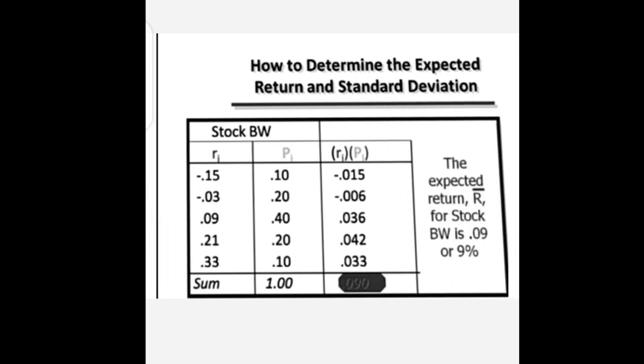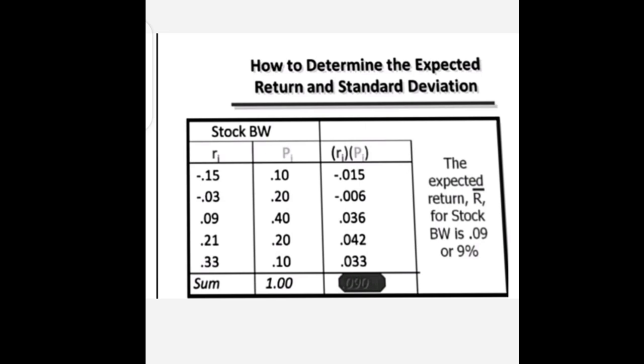So here is an example. Suppose stock BW has the actual rate of return of minus 0.15, minus 0.03, minus 0.09, 0.21, and 0.33, and the probability is 0.1, 0.2, 0.4, 0.2, 0.1. So if we multiply with the actual rate of return and sum up all, we will come to an end of 0.09 or 9%. So the expected rate of return for the basket wonder is 9% or 0.09.